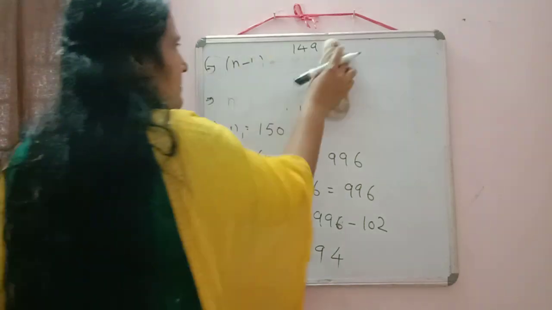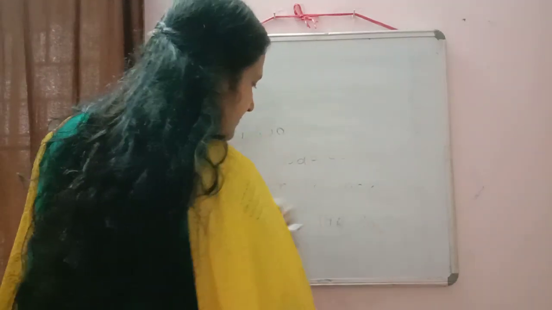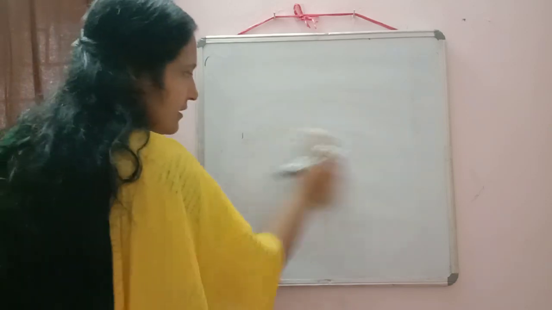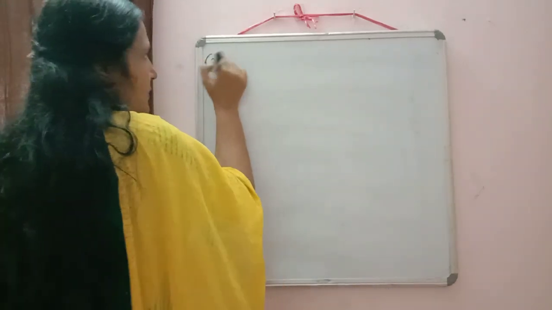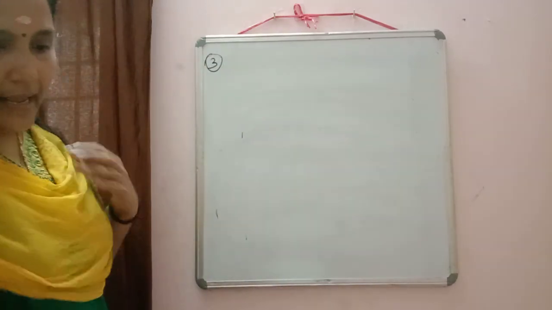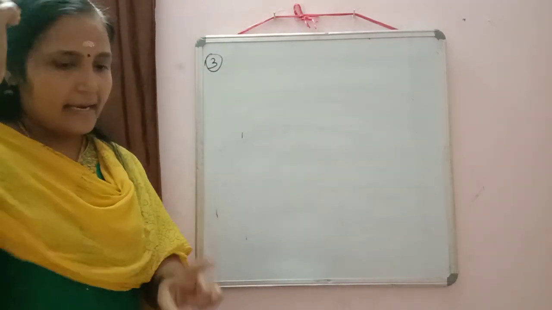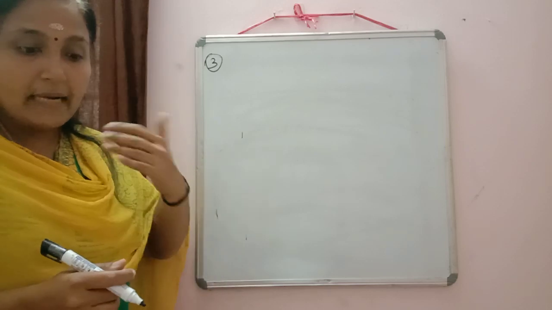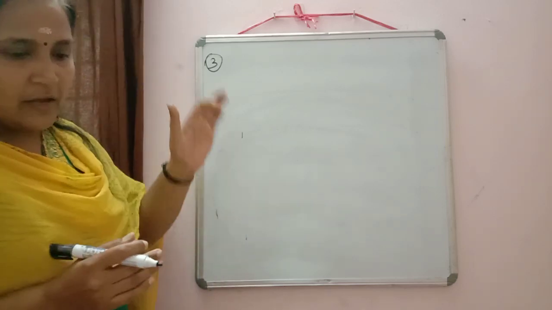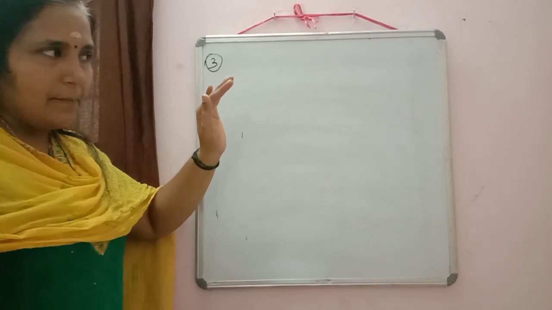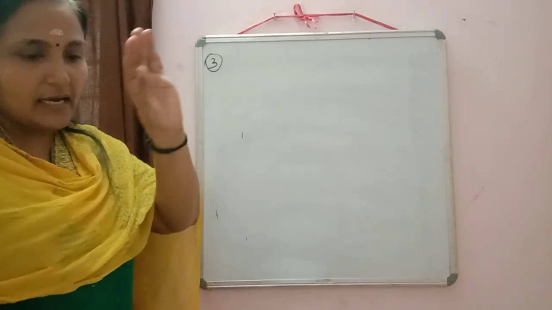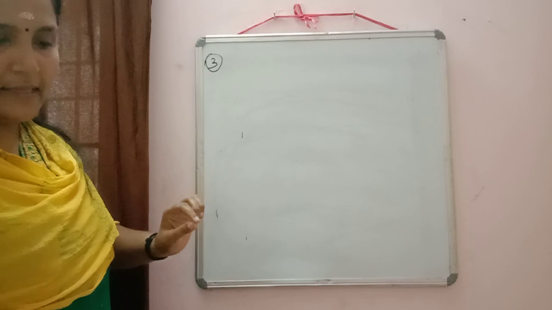Next question, question number 3 is, how many multiples of 3 lie between 10 and 100? Between 10 and 100, how many multiples of 3 are there? So it is written between. So 10 and 100 we don't want. Between 10 and 100 we have to check how many multiples of 3 are there.